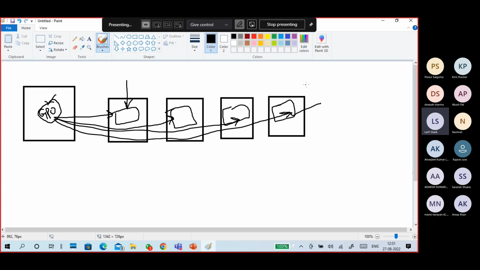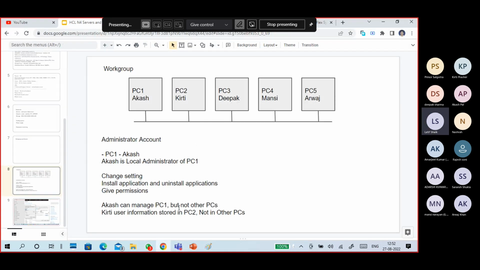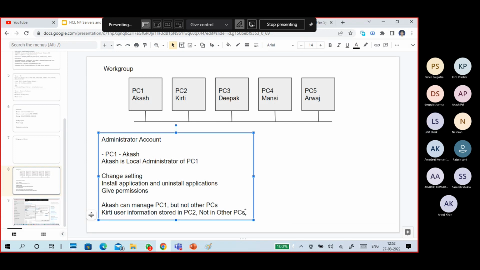Okay. This is possible if you are in a domain, not in a work group. In a work group, you have to go to individual PCs. Every PC you have to go and do the setting. In a work group, you have to go to each and every PC and do the setting.